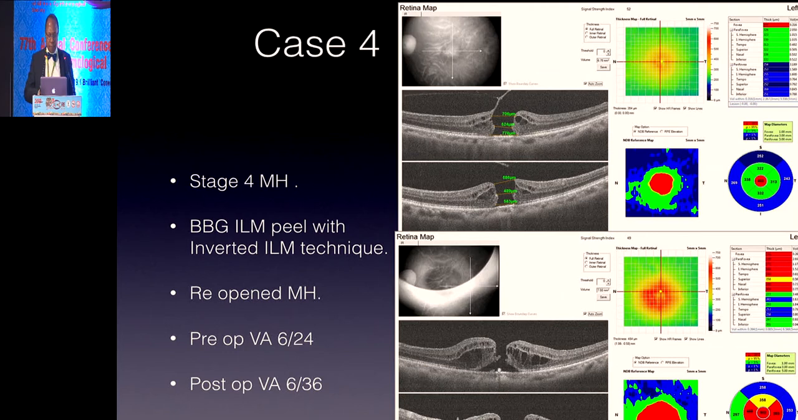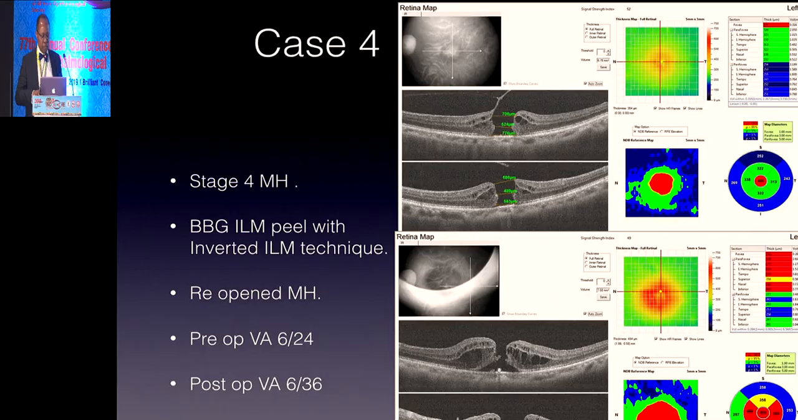And this is the fourth patient who had an inverted ILM peel surgery for a stage four macular hole. And post-operatively, her vision deteriorated. Her vision pre-op was 6/24 and post-op was 6/36, and the hole had reopened. So we decided to perform this.